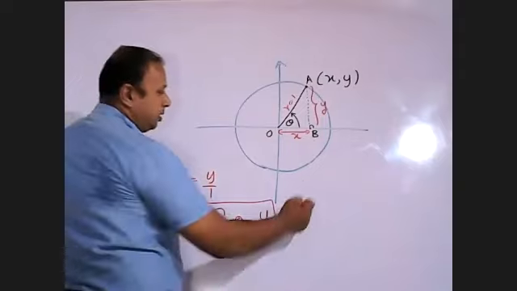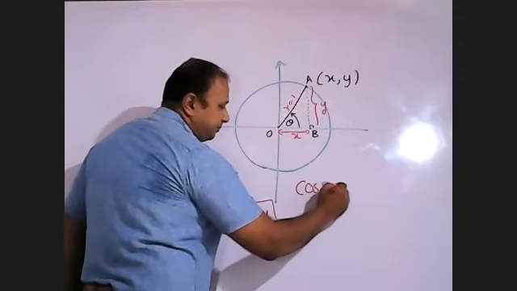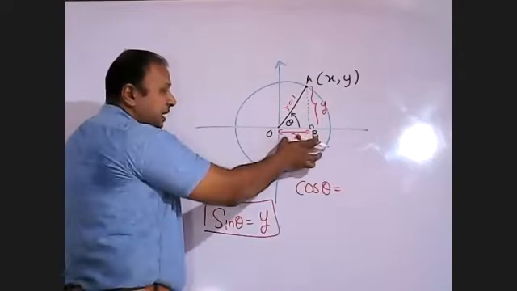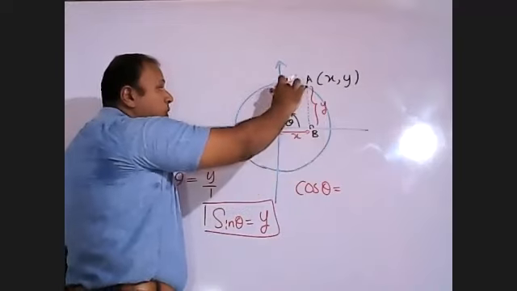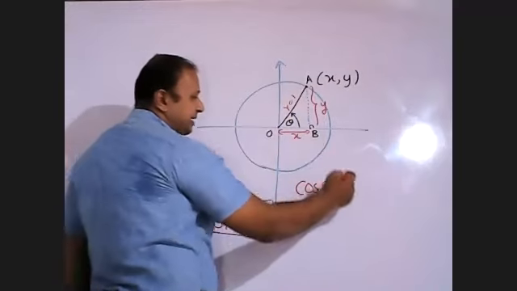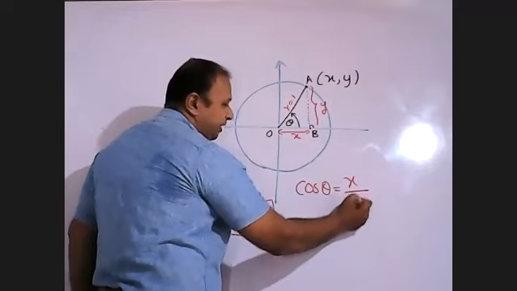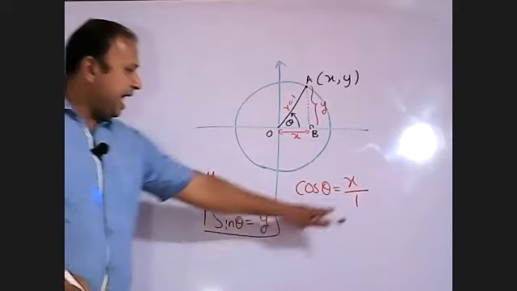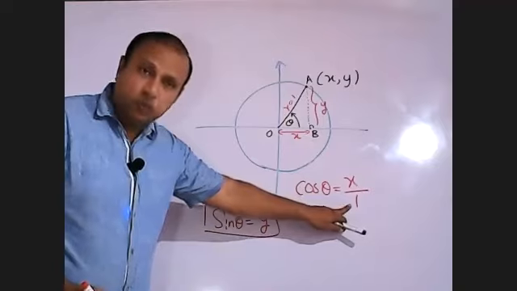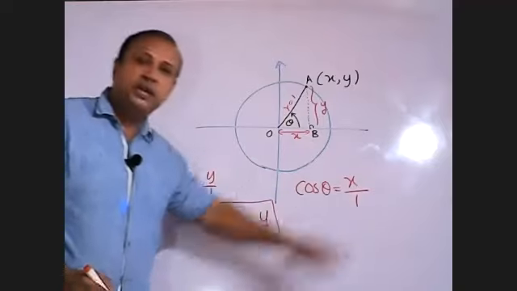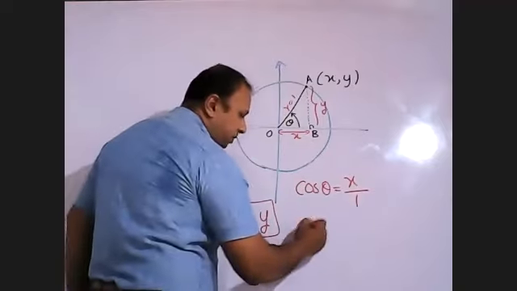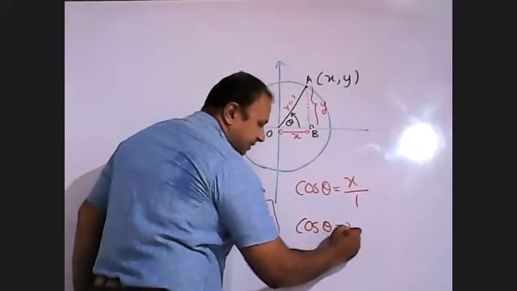Then define cos theta. Cos theta is equal to adjacent side over the hypotenuse. Adjacent side is x, hypotenuse is 1. As the denominator is 1, cos theta should be equal to x.